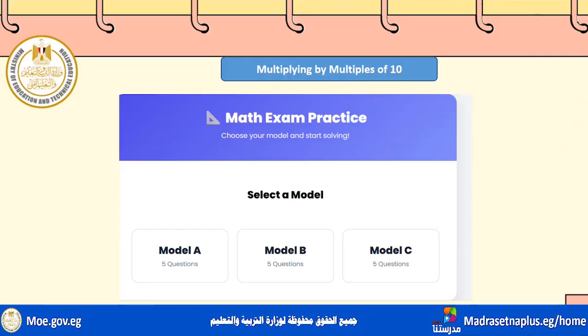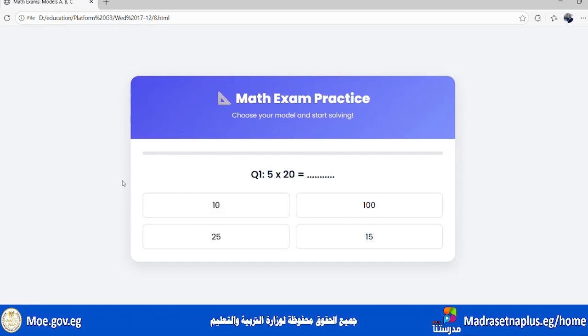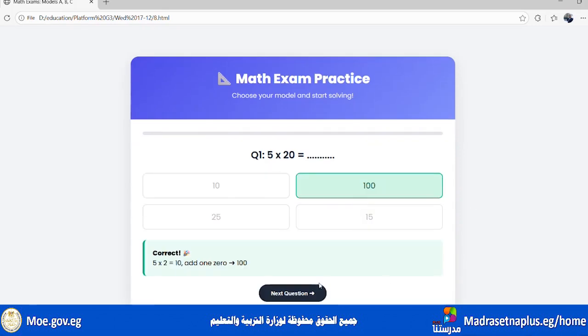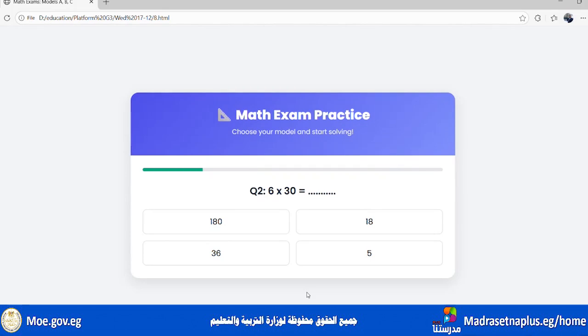By the end of our lesson, we should get the math exam practice. Let's get it. But don't forget that it's simple to multiply any number by multiples of 10. 5 times 20. 5 times 2 equals 10, and put 0 on the right. 100. Next, 6 times 30. 6 times 3, 18.